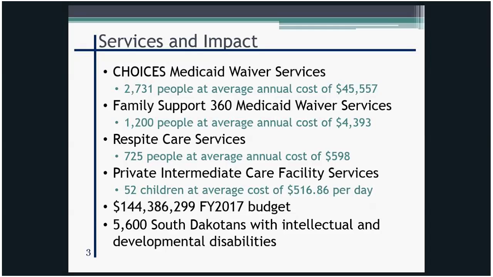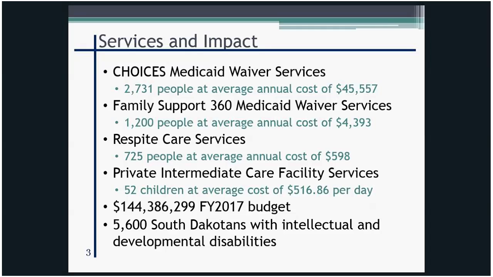The Family Support 360 Medicaid waiver is the next program. It's the second largest program within the division of DD. That supports about 1,200 people at an average annual cost of $4,300. So a significant swing from Choices, which, as I mentioned, is that comprehensive round-the-clock waiver. So we would expect people with more significant need to be supported in the Choices waiver, whereas in the family support waiver, these are primarily children.